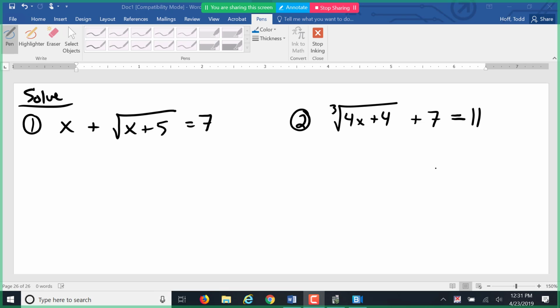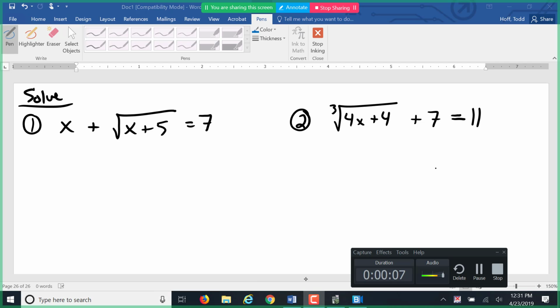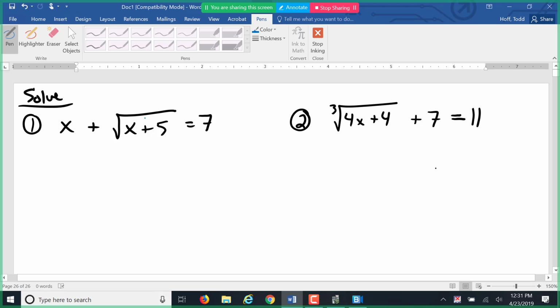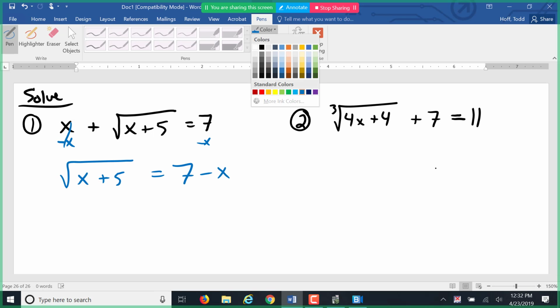Okay, so for each of these, the first step for solving a radical equation is going to be to isolate the radical. So in the first one, we have to get the square root by itself. So we're going to subtract x. That'll give us the square root of x plus 5 equals 7 minus x. Now that we have the radical by itself, we do the appropriate power to cancel out the radical.